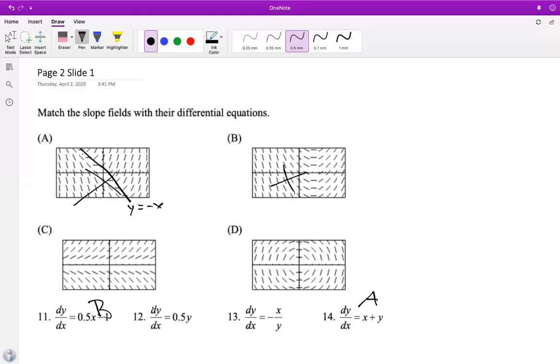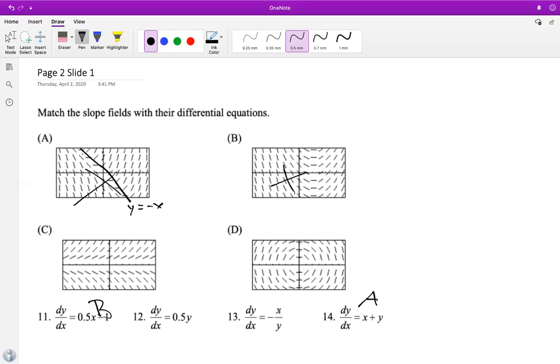This one, dy dx equals 0.5y. So when y is 0, then the slope should be 0. Okay, so that'd be like here. It's kind of hard to see if there's really lines there. I would imagine the way that this is looking, that there are probably horizontal lines here, but maybe we don't know how to do that one yet, so we'll look at this one instead.